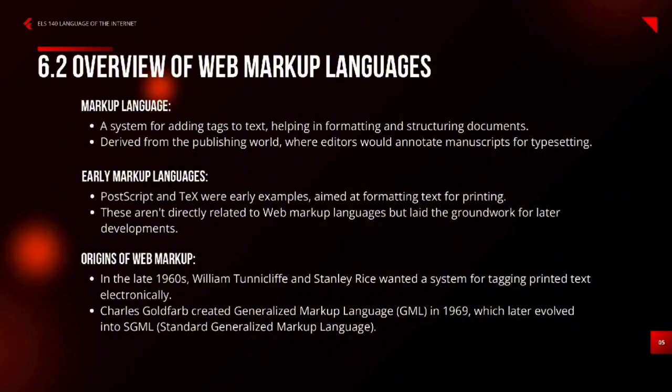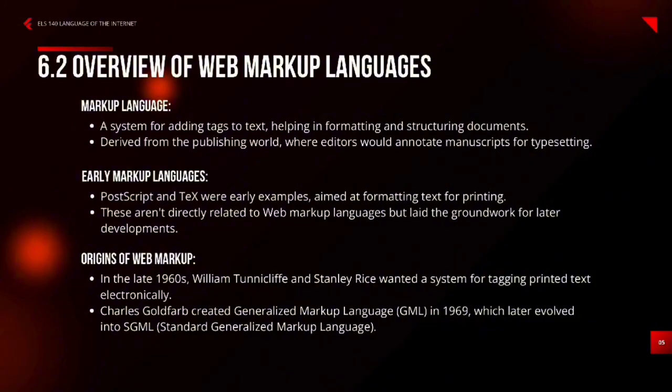What is a markup language? A markup language is a system that adds tags to text to control how it appears. It doesn't tell the computer what to do, like programming languages, but instead, it structures and formats a document. The idea comes from editors marking up manuscripts with notes for how they should be printed.